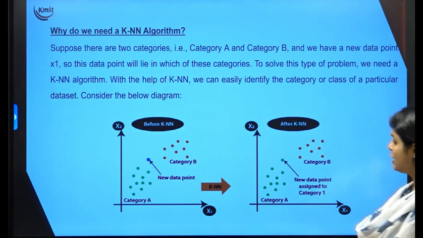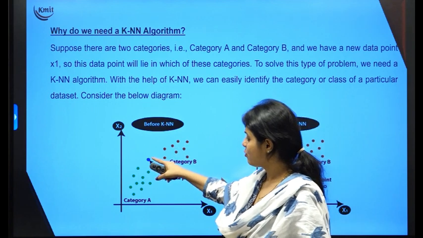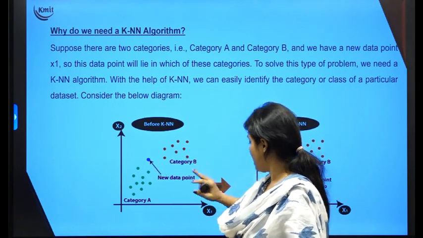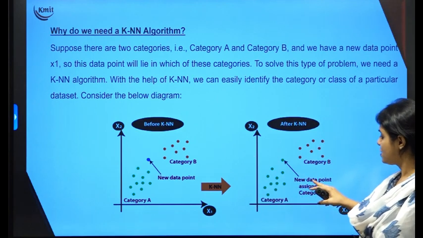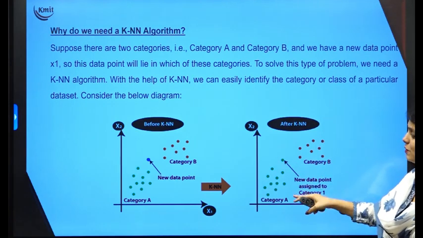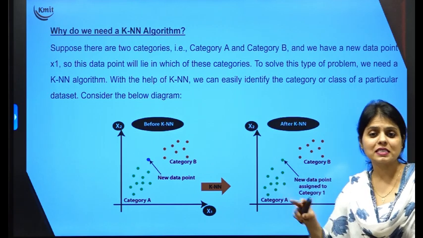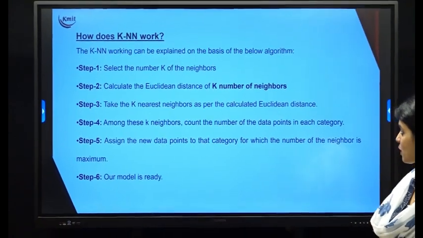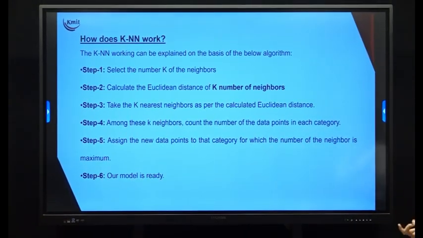Okay, now as you can see, before KNN the blue dot is still lying there. We are supposed to decide whether it comes to category A or B. After you apply KNN, we have decided that the blue dot belongs to category A. Now how did we decide that? Based on the nearest neighbors. How do we calculate those nearest neighbors? We will see now.